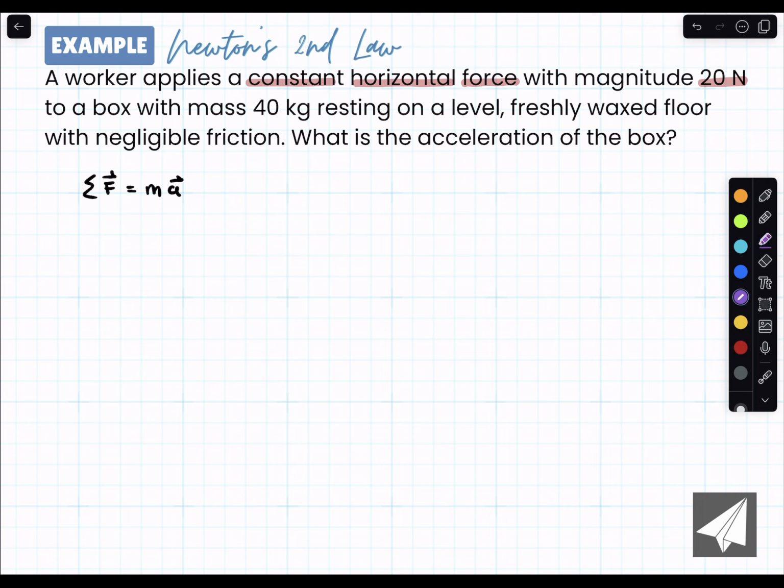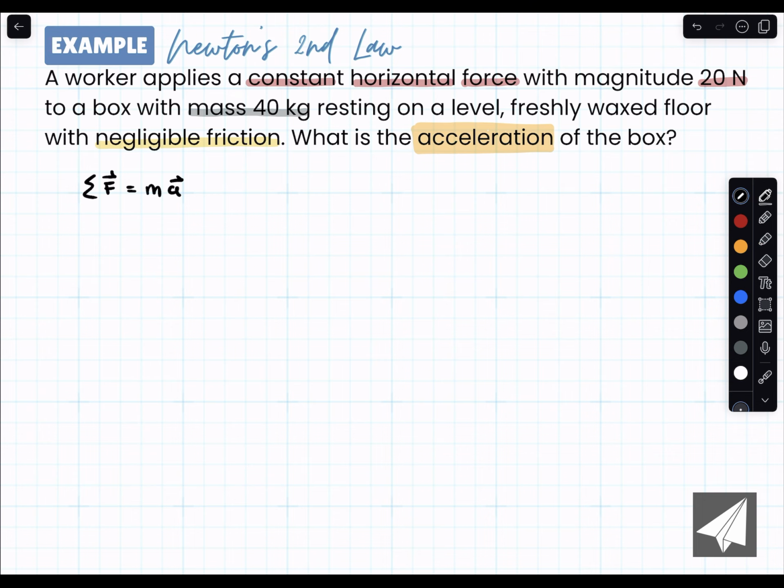We also see we have a box of mass 40 kilograms. It's resting on a level, freshly waxed floor with negligible friction. That's pretty important because that means there shouldn't be a friction force here. Most importantly, we want to know what is the acceleration of the box, and that is our unknown because that's what the problem is asking, okay?